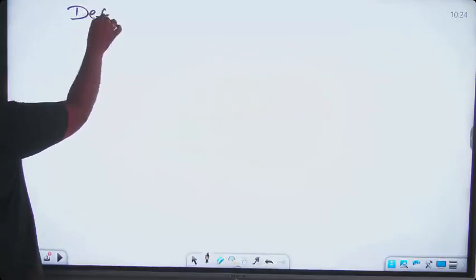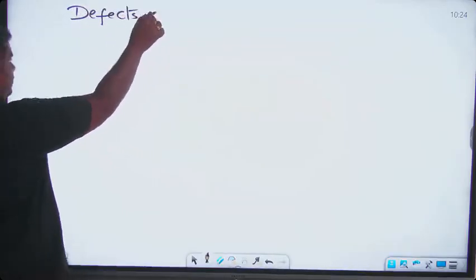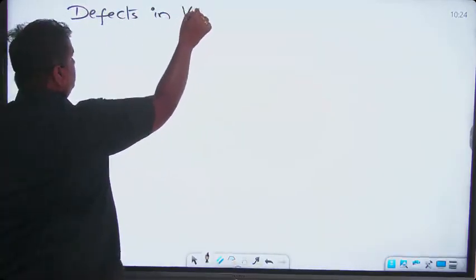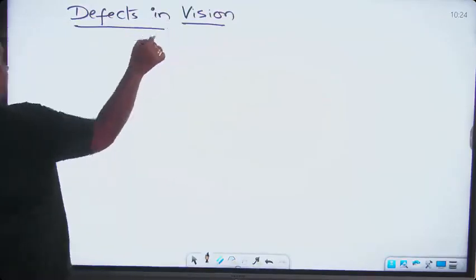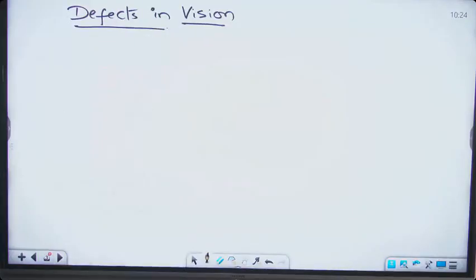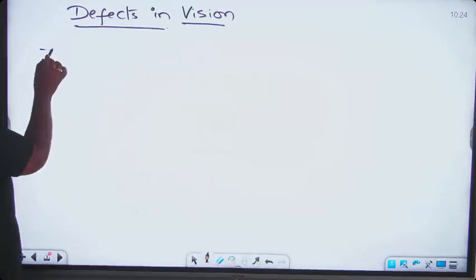So in general, when we talk about these lenses, these are used for rectification of vision problems, or simply defects in vision. These are called vision defects, and we use them to correct these defects, mainly convex or, in the case of concave, concave lenses. So we use different types of lenses there. So first thing, defects in vision.